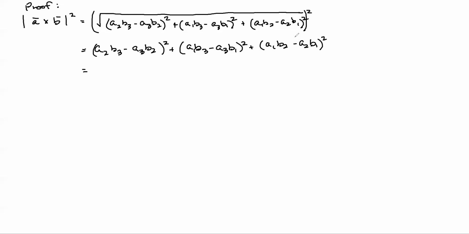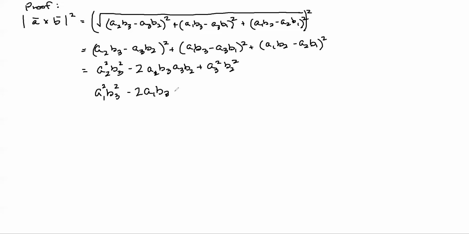Okay, and then next you can go through and expand these. If you do that, you're going to get A2 squared B3 squared, minus 2 times A2B3A3B2, plus A3 squared B2 squared. So that's just this piece squared. Now we're going to square this piece. We're going to get A1 squared B3 squared, minus 2 times A1B3A3B1, plus A3 squared B1 squared. And then this guy, A1 squared B2 squared, minus 2A1B2A2B1, plus A2 squared B1 squared.